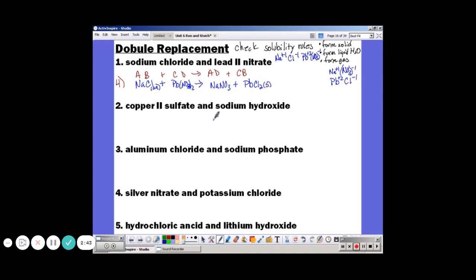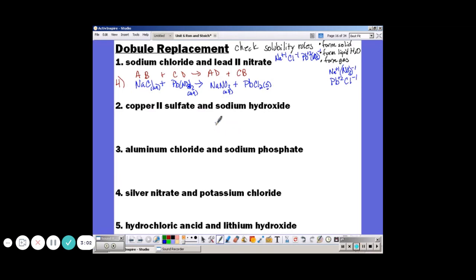The D part of the problem was nitrate. All nitrates are soluble, and the word except is not there in that rule. So all nitrates are going to be aqueous, regardless of who they're with. Because I formed a solid, I know the reaction has taken place. So now I can balance.